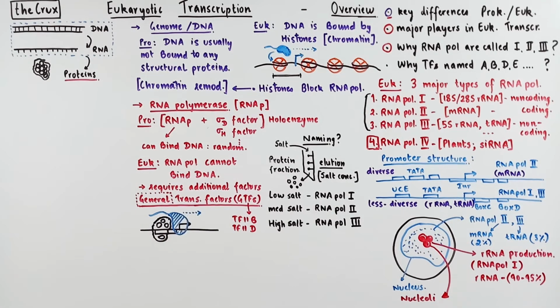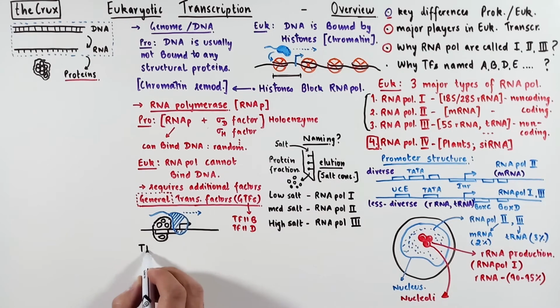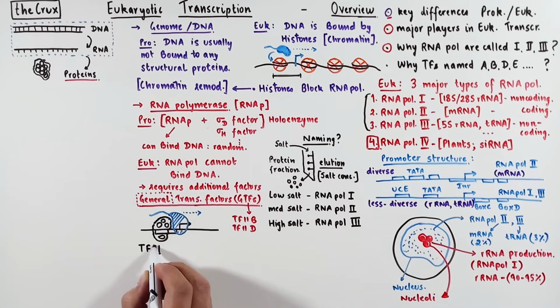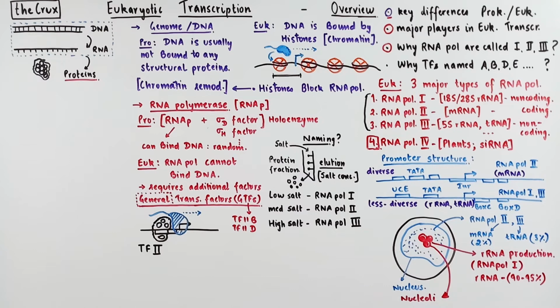Now let's understand the naming scheme of these GTFs. They always begin with TF, which stands for transcription factor, followed by a Roman numeral, which represents the type of RNA polymerase that the transcription factor is associated with. So here we have Roman numeral 2, meaning that it is specific to RNA polymerase 2. And this is followed by an alphabet. So you have A, B, D, E, and so on. So you get TF2A, TF2B, TF2D. Well, you get the point. So these will be the GTFs associated with RNA polymerase 2.